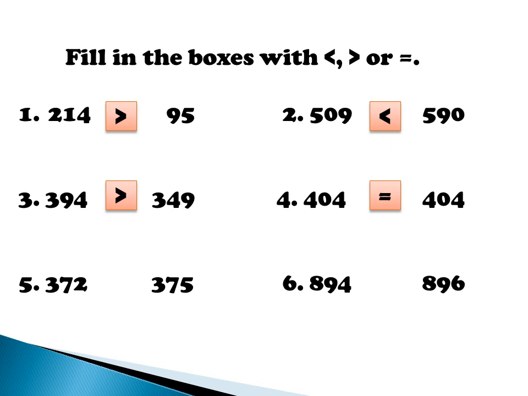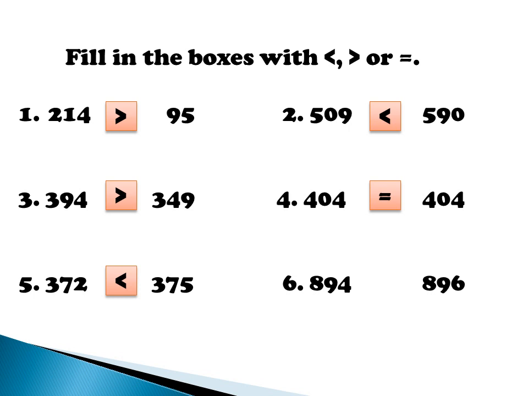Now let's see number 5, 372, 375. Here in the hundreds place both the digits are the same, that is 3. Now in the tens place again both the digits are the same, that is 7. Now let's see the ones place, 2 or 5? 5. So the number 375 is the greatest number.